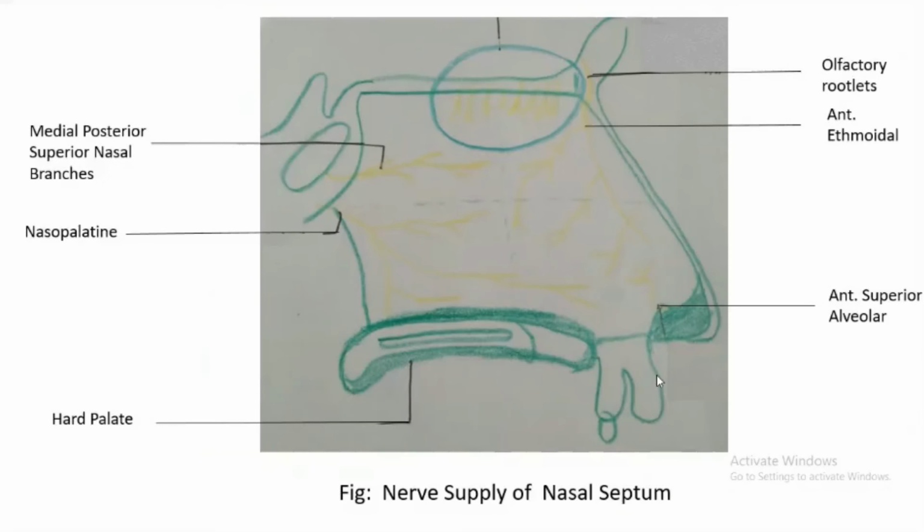Now let's again correlate with the diagrammatic view. Here we can see the depiction of four quadrants. The anterior superior is supplied by the anterior ethmoidal nerve. This one is the anterior inferior part, which is supplied by the anterior superior alveolar nerve. The posterior superior part is supplied by the medial posterior superior nasal branches, and the posterior inferior part is supplied by the nasopalatine nerve. So these are the general sensory nerves, and the special sensory nerve is the olfactory nerve. And here in the diagram, we can see the olfactory rootlets. This is the nerve supply.